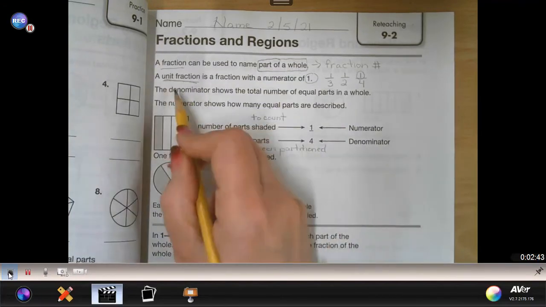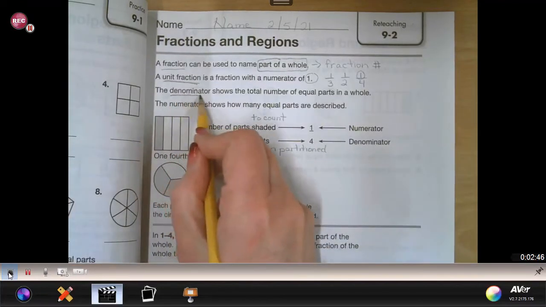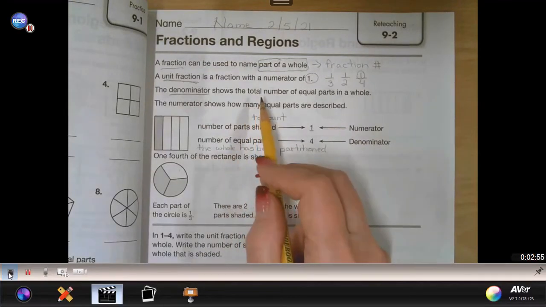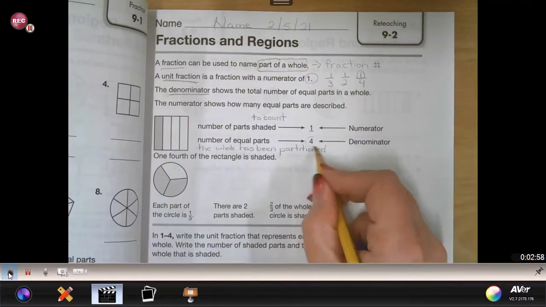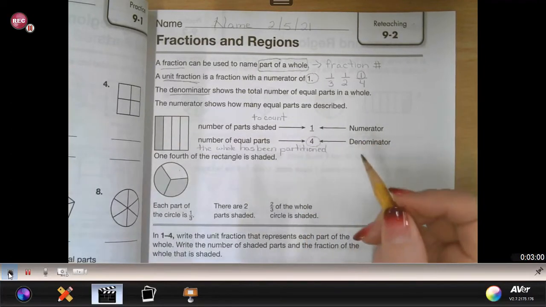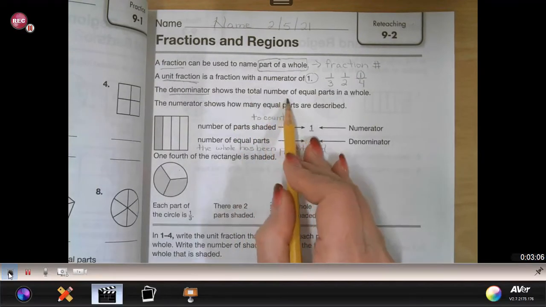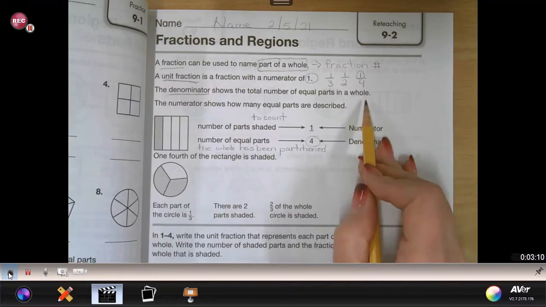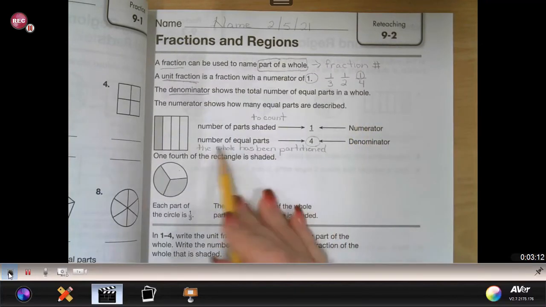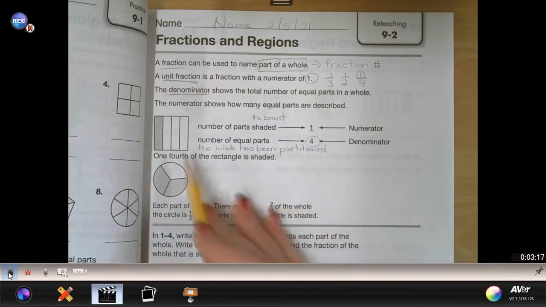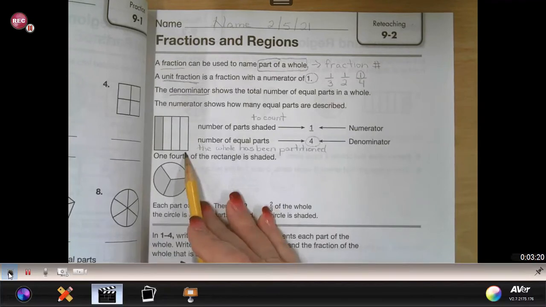Now let's take a look at the next word, and this word is denominator. Everybody say denominator. A denominator is the bottom number of our fraction. Remember I told you there were two parts of a fraction. Well, this number right here tells us the total number of equal parts that the whole has been broken up into. So the number of equal parts the whole has been partitioned into is our denominator. So right here you can see there are 4 equal parts that this square has been divided into.